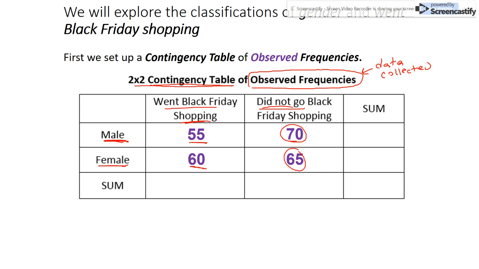So this is my observed data. This is the data I collected and I had to tally up and put into a little table like this. And now we have something to work with. So the first thing I want to do is just add up all the rows and columns. So my first row, male, there's 125 males. There also ends up being 125 females. Okay, that's not always going to happen. For people that went Black Friday shopping, 115. And for people who did not go Black Friday shopping, there's 135. So the total number of people I surveyed would be this cell right here. And that is 250 people total that I surveyed for this calculation.